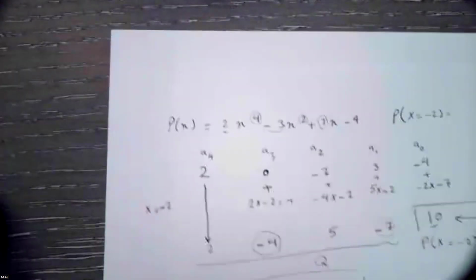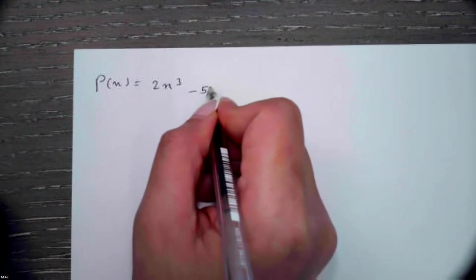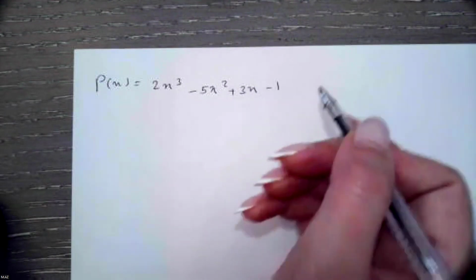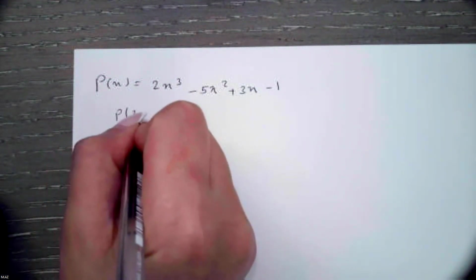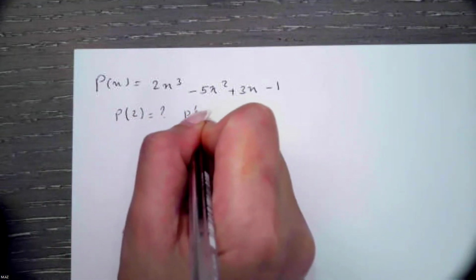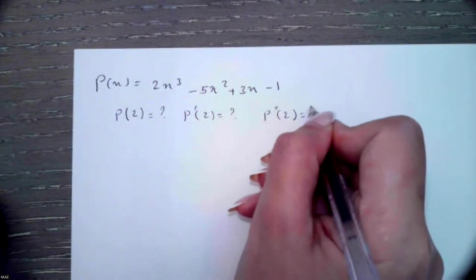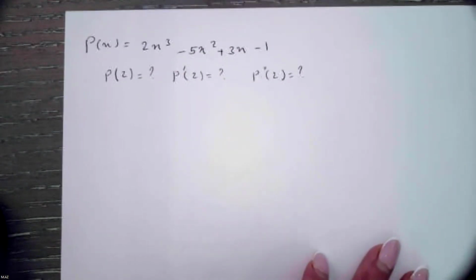Look at this equation. We have this polynomial function: 2x cubed minus 5x squared plus 3x minus 1. We should find the value of this polynomial function at point 2, the first derivative at point 2, and the second derivative at point 2 by applying the Horner's method.